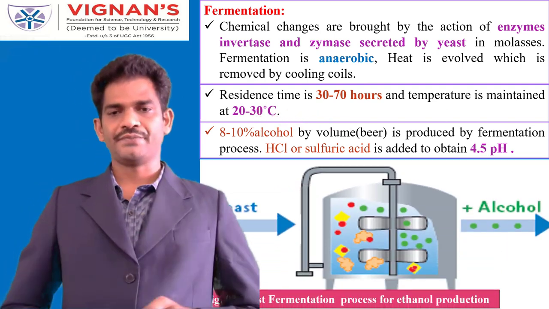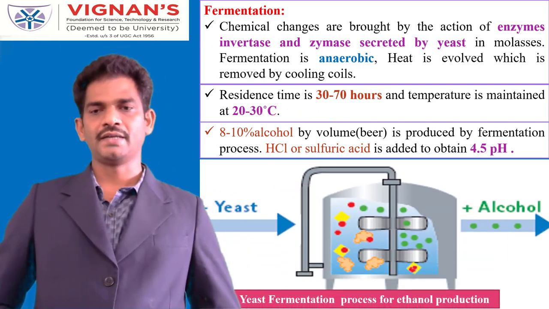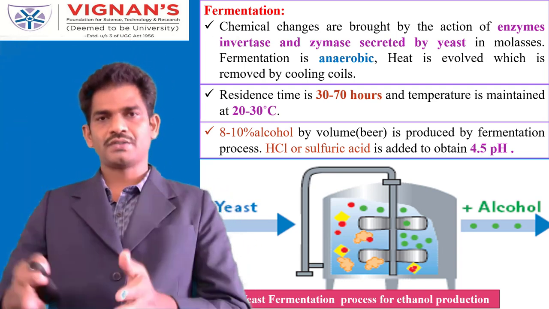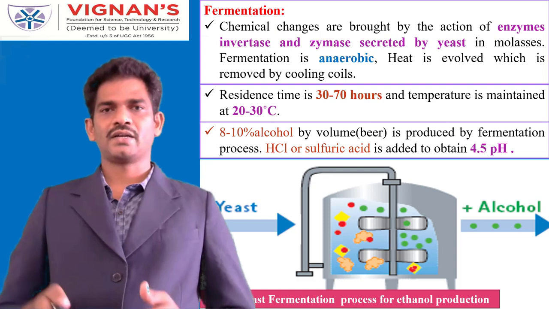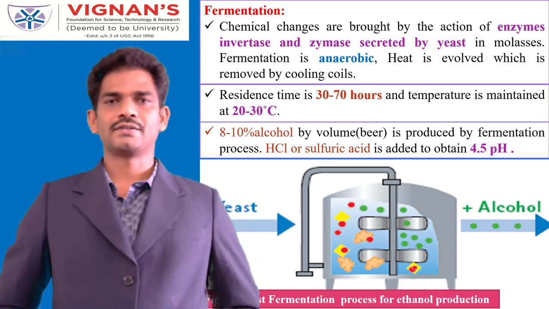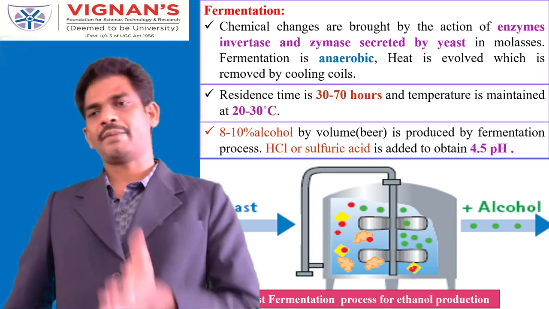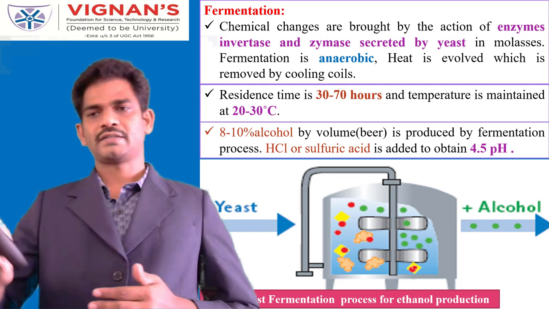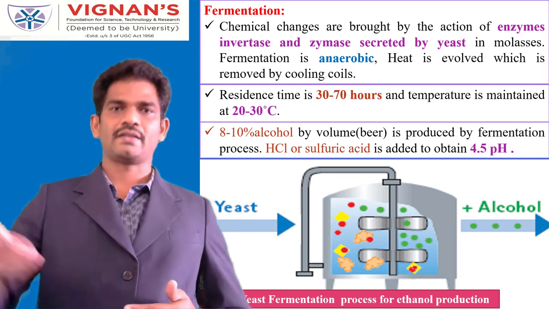You can observe in the figure here the yeast fermentation process for production of alcohol. A large tank is filled with the fermentation medium and yeast cells are added, so that the yeast cells can make alcohol. You can see in the image that on one side we are adding yeast, and at the other end of the reactor you will get the alcohol.